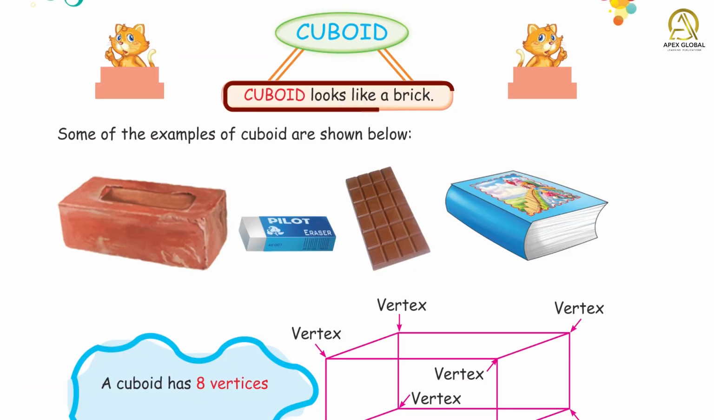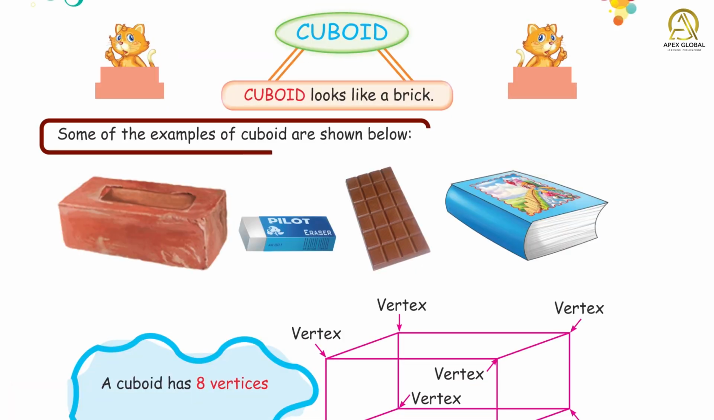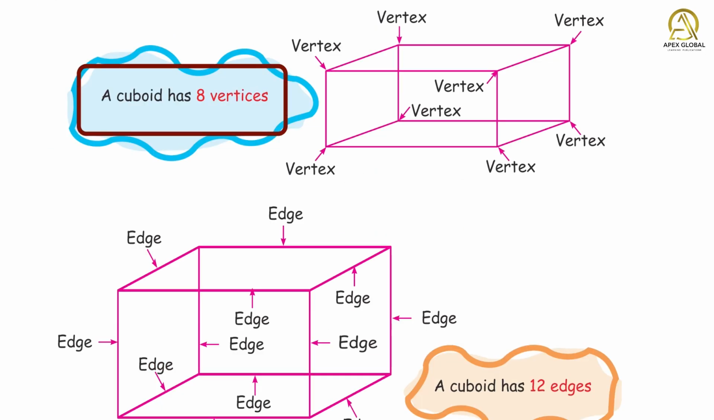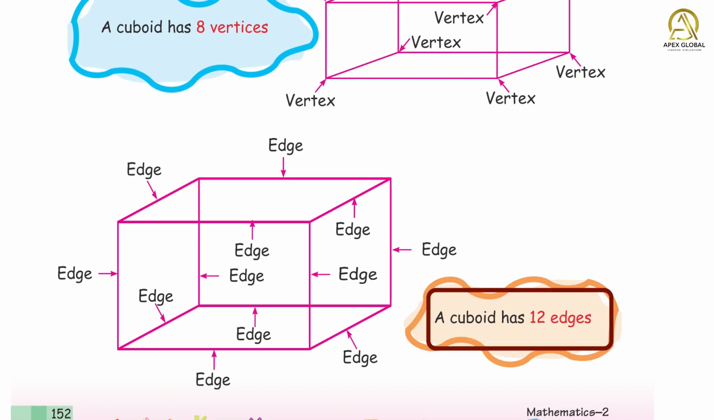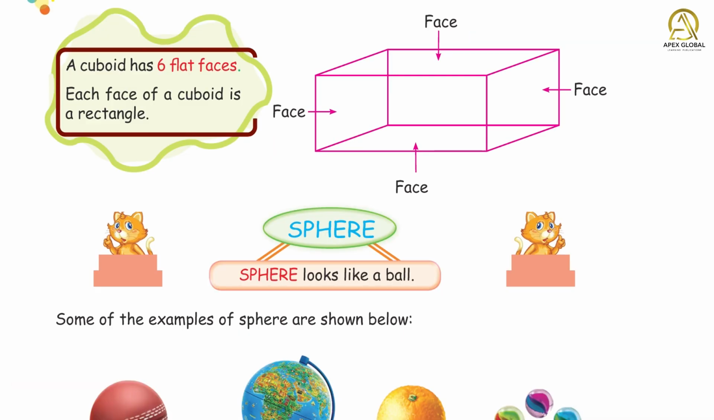Cuboid. A cuboid looks like a brick. Some examples of a cuboid are shown below. A cuboid has 8 vertices. A cuboid has 12 edges. A cuboid has 6 flat faces. Each face of a cuboid is a rectangle.